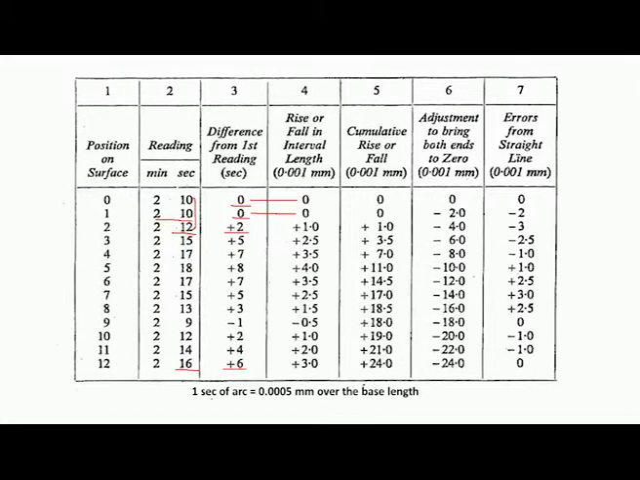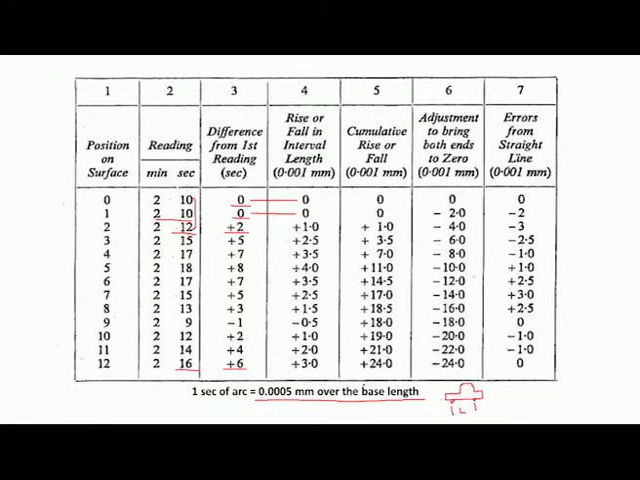See, 1 second of arc is equal to 0.0005 millimeter over the base length. That is, if the reflector is like this, we will have the 2 feet like this. So this is the base length L, which can be some 100 millimeter or 120 millimeter. So 1 second of arc is equal to 0.0005 millimeter in this case study.